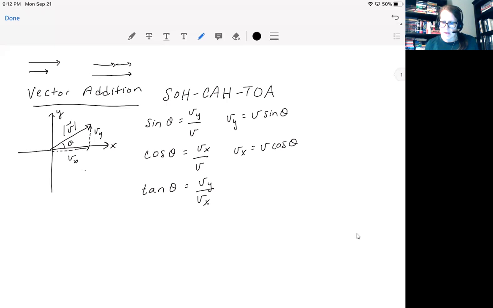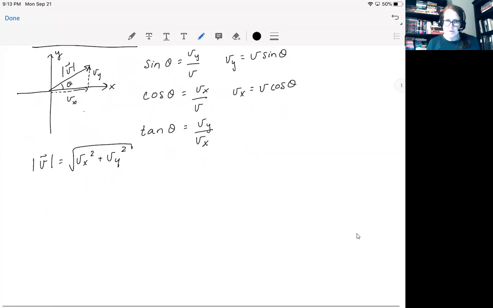All right, so if you want to know the magnitude of the vector, you can also think about the Pythagorean theorem. So a squared plus b squared equals c squared, or Vx squared plus Vy squared equals the magnitude of the vector squared. So if you want to know just the magnitude of that vector V, you're going to have Vx squared plus Vy squared and take the square root of it. All right? So that's how you would find the magnitude of that vector.